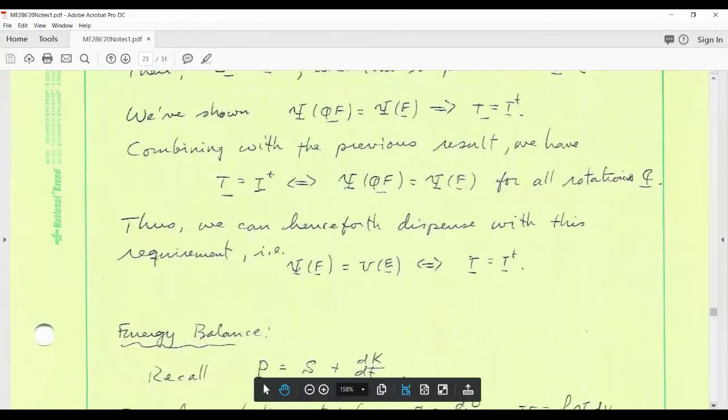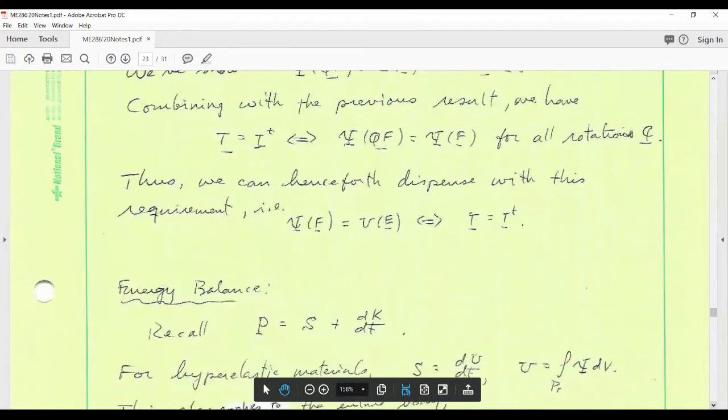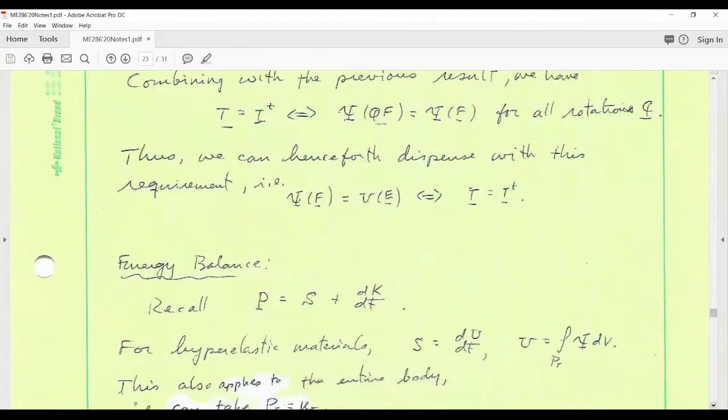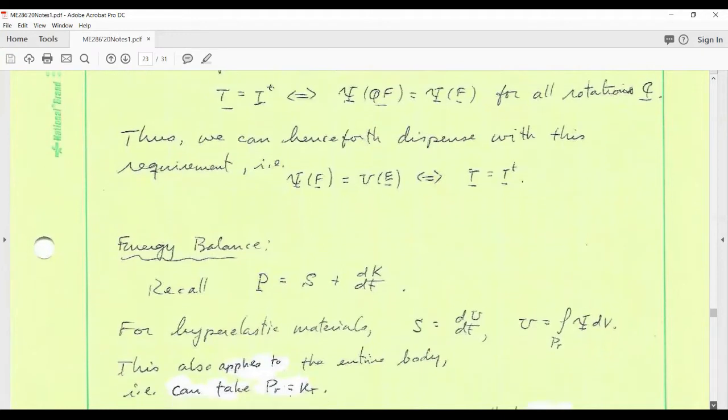So we never again have to worry about the symmetry of the Cauchy stress if we simply use this result here. Of course, that's far from satisfying the momentum balance laws. We still have to satisfy the linear momentum balance, which is, of course, a great challenge.